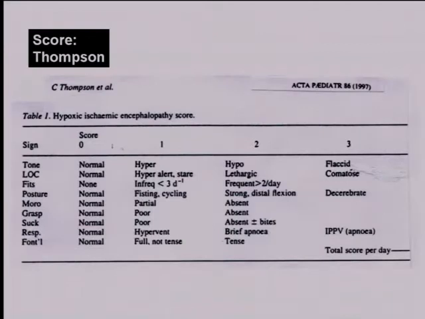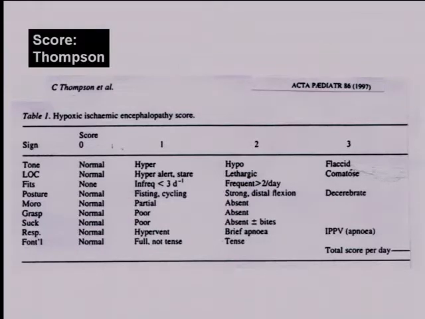Next. Here is the famous Thompson score with these 9 items, like the tone, which can be normal, hypertonic, hypotonic, or completely flaccid. Then the level of consciousness, as I say, is difficult to assess. You all know those babies who are staring, who are looking alert, or who are very lethargic or even comatose. That means even a pain stimulus does not cause any reaction.